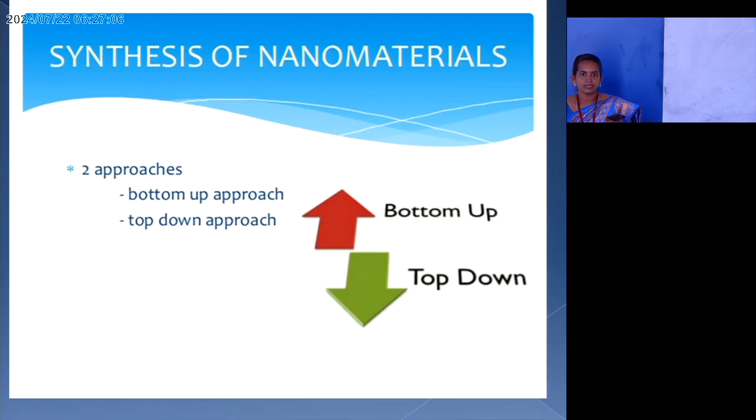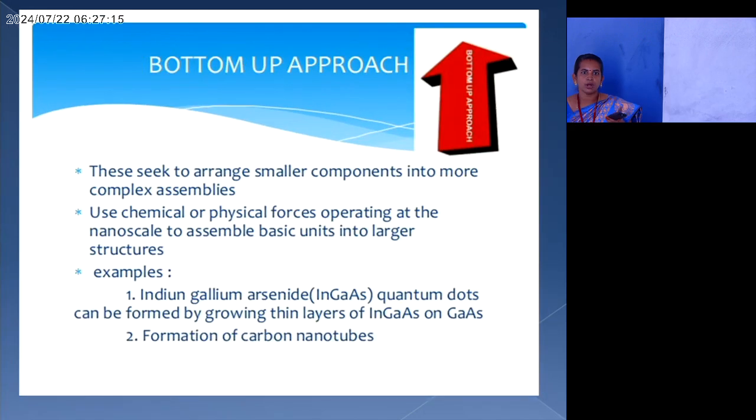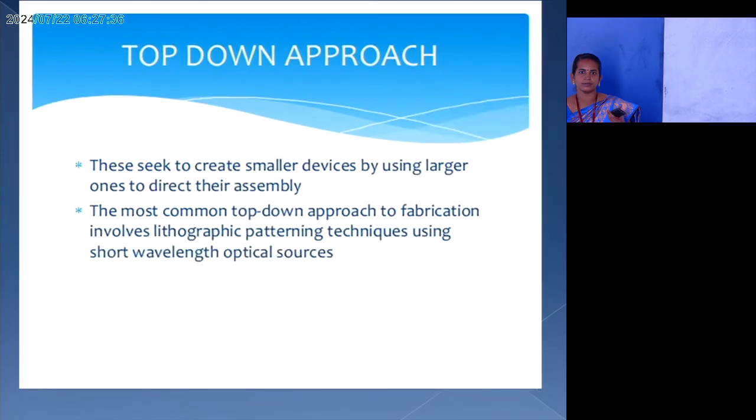We synthesize nanomaterials in two approaches. One is the bottom-up approach and the other is the top-down approach. In the bottom-up approach, we arrange smaller components into more complex assemblies. Examples are chemical and physical forces operating at the nanoscale to assemble basic units into larger structures. Using the bottom-up approach, we can synthesize carbon nanotubes.